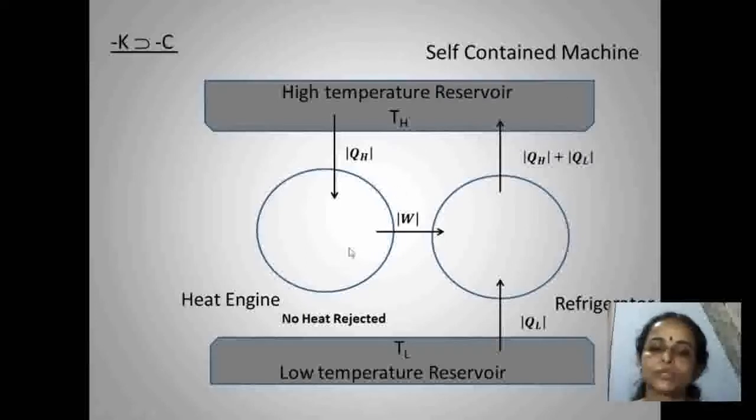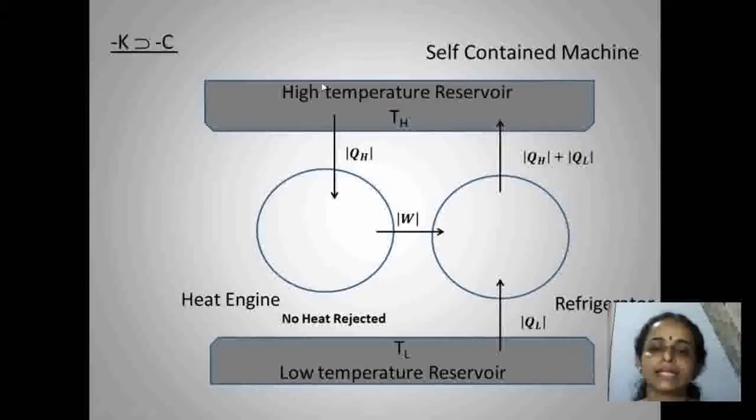That means these two are working together between the same two reservoirs. So these two constitute a self-contained machine. Both the heat engine and the refrigerator are here. The work given by the heat engine can be utilized by the refrigerator. So if you are considering the self-contained machine here, what is the net heat change in the high temperature reservoir and the net heat change in the low temperature reservoir?